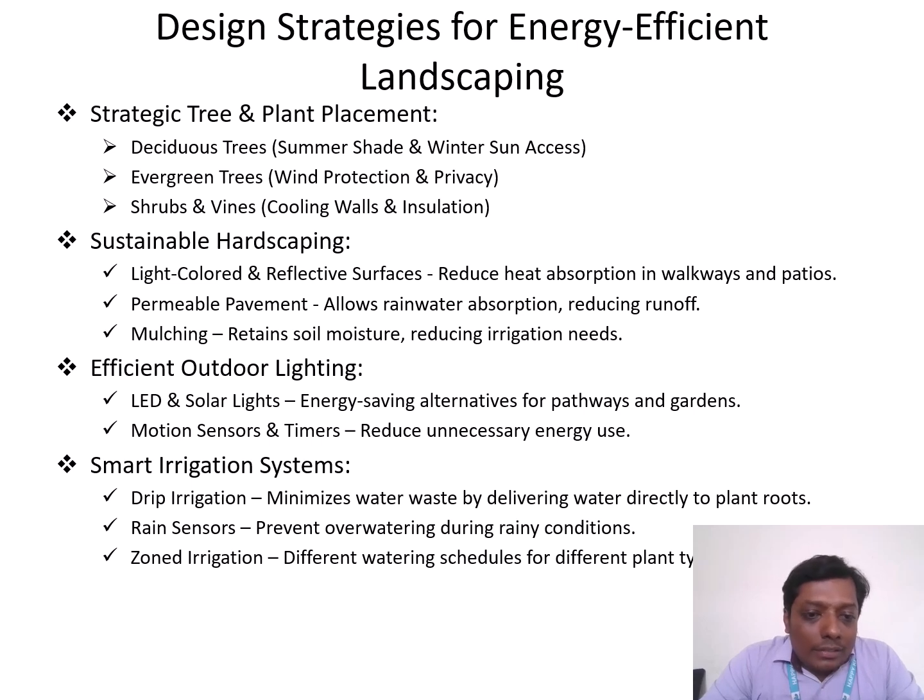Then another important thing is smart irrigation systems. Drip irrigation minimizes water waste by delivering water directly to plant roots. Then rain sensors prevent overwatering during rainy conditions. Then zoned irrigation, with different watering schedules for different plant types.